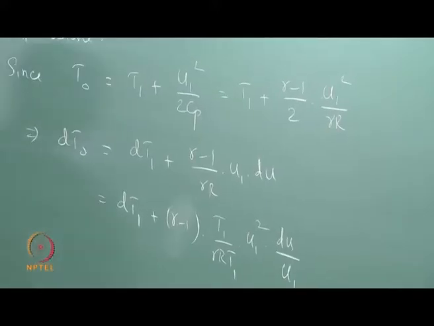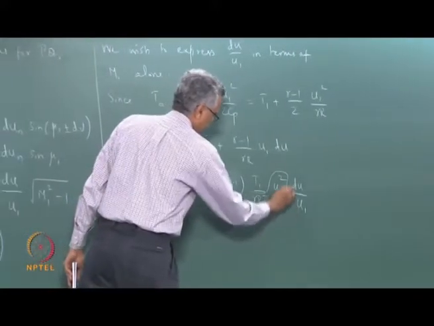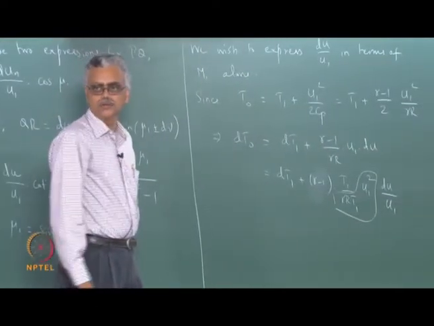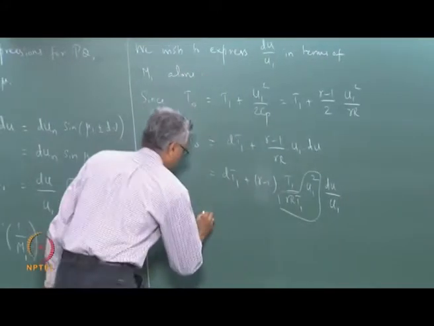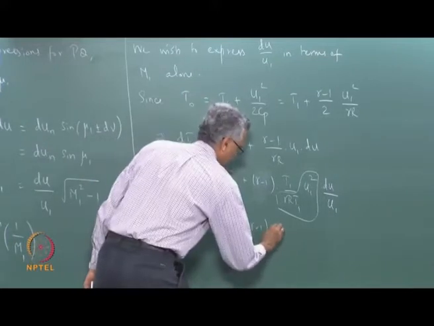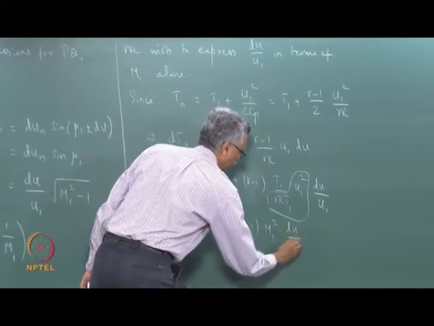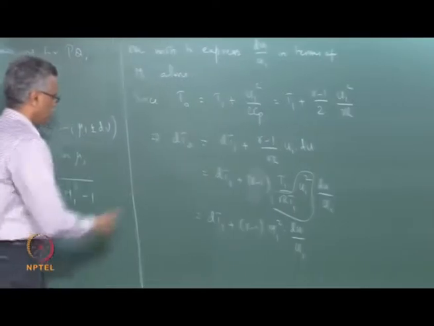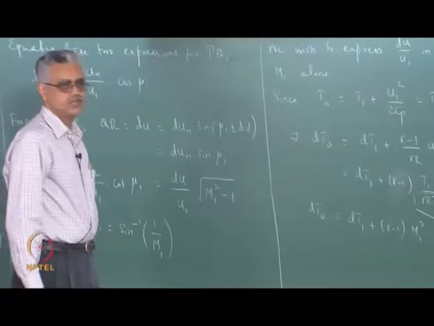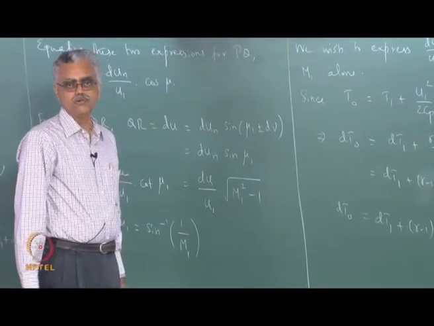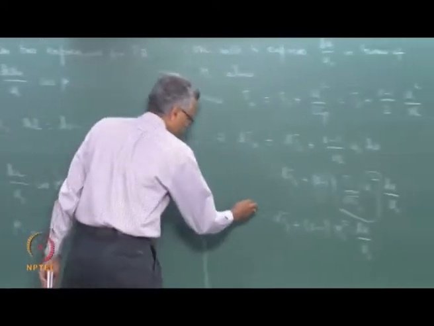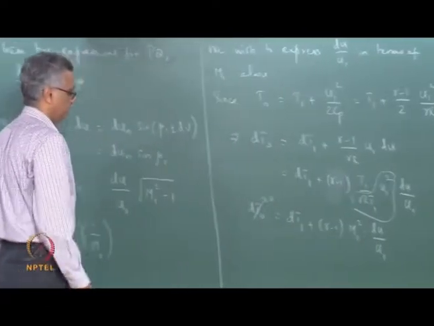Right. So this ratio here, you can easily recognize this as Mach number square. This is equal to M1 square, so I can write this as dT1 plus gamma minus 1 times M1 square times du over u1. So dT0 is equal to this, and this is an isentropic flow, there is no heat addition or heat removal, which means dT0 is 0. So this is equal to 0.